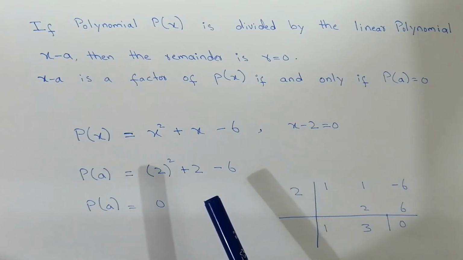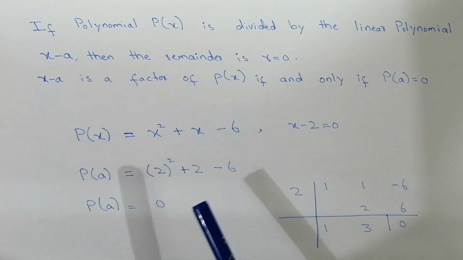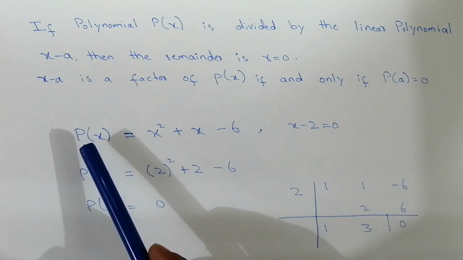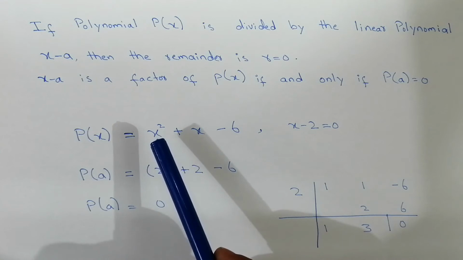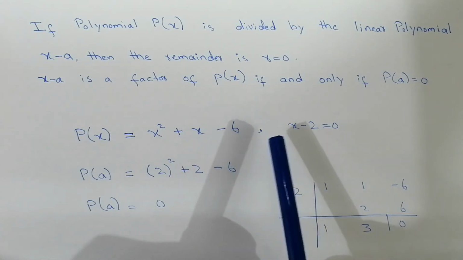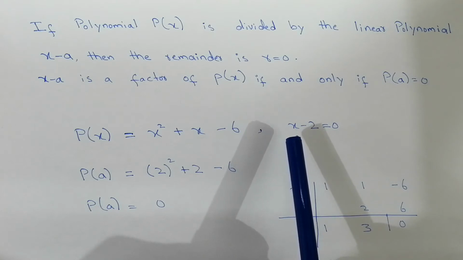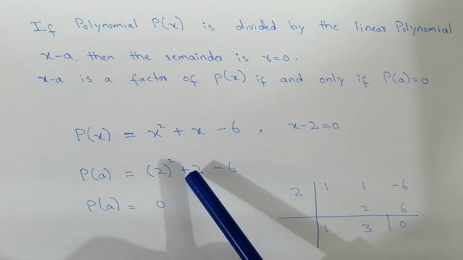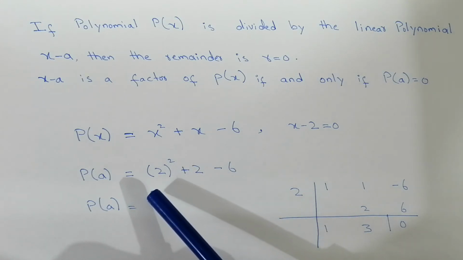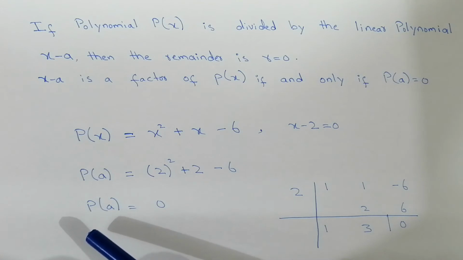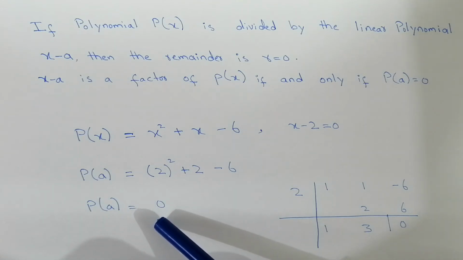So before knowing this, you must know about the remainder theorem. Now here let's suppose we have a polynomial p of x that is equal to x square plus x minus 6. Now its factor is x minus 2 is equal to 0. 2 square plus 2 minus 6, that will be 4 plus 2, 6 minus 6, that will be equal to 0. Now p of a is equal to 0.